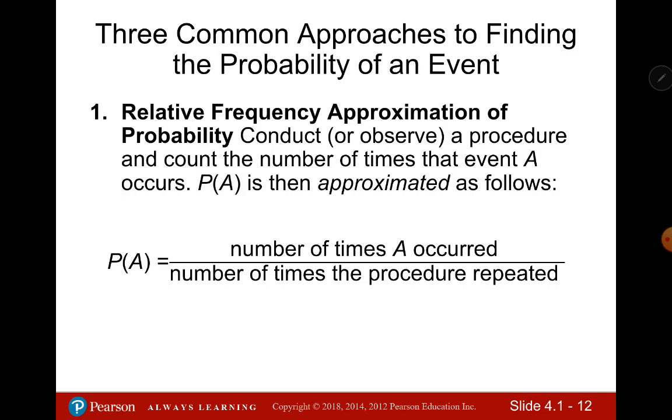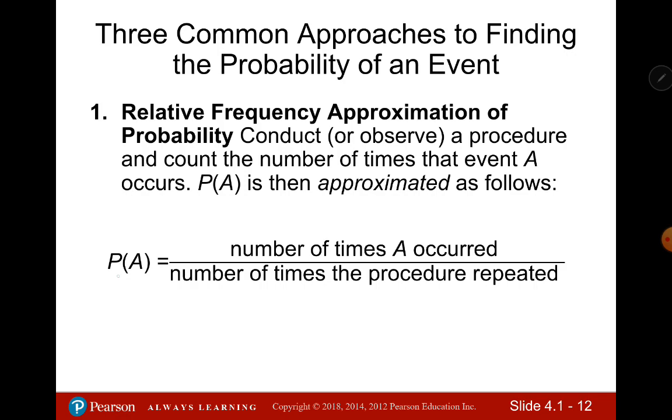We will talk about 3 common approaches to find the probability. First, we call it the relative frequency approximation. Most of the time, we will pick this way. In statistics, most of the time, we just use the first way. So let's check what is relative frequency.